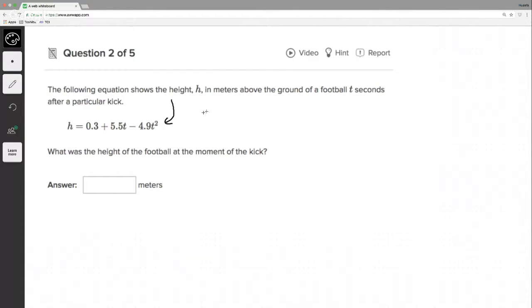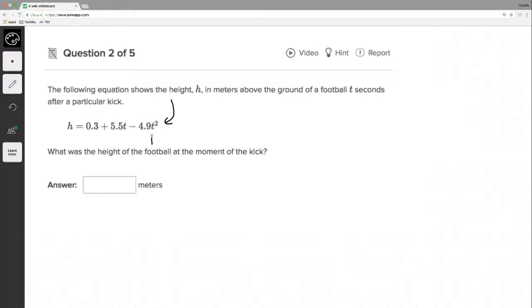Okay, football t seconds after a particular kick. This is the same thing. It's the same question as before, just worded in a slightly more ambiguous way. But what they mean is, what is the height at time 0, at the moment of the kick, right when it's getting kicked?